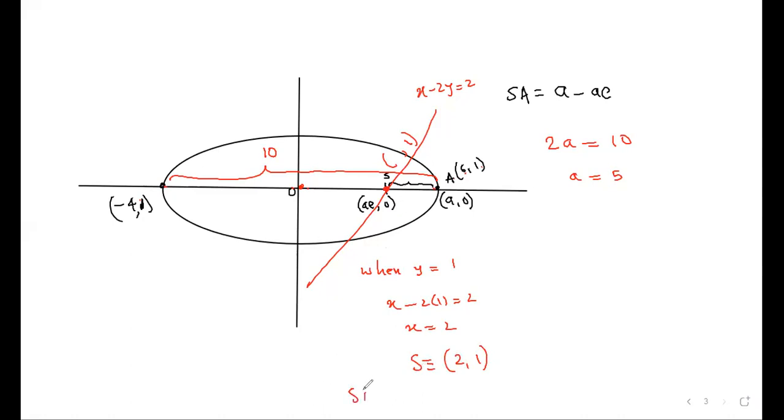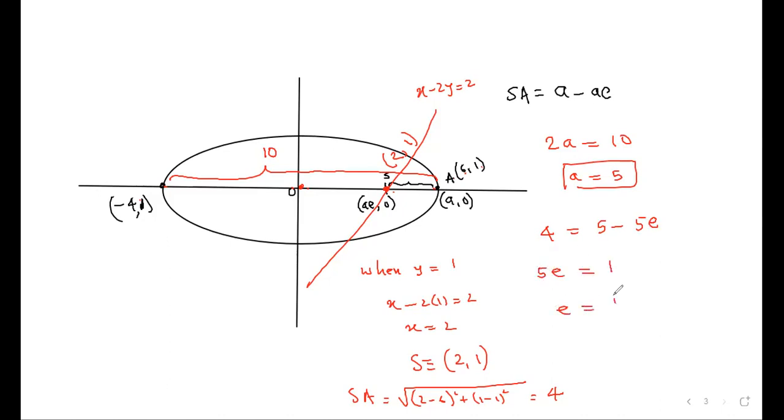So what will be SA now? Distance between 2 comma 1 and 6 comma 1 is 4. That you can do mentally, I'm just writing here. Is it okay? Yes, sir. So now we have SA is 4, A is 5. So 4 is equal to 5 minus 5 into E. So 5E is 1, E is 1 by 5.